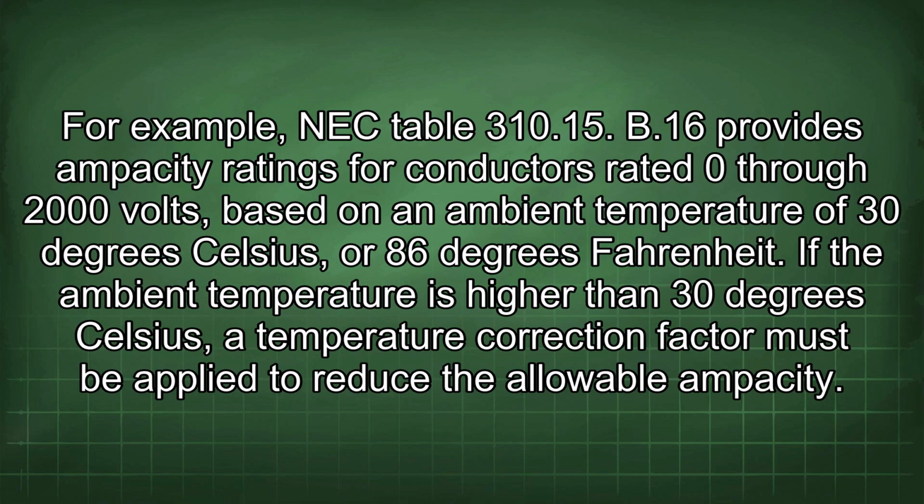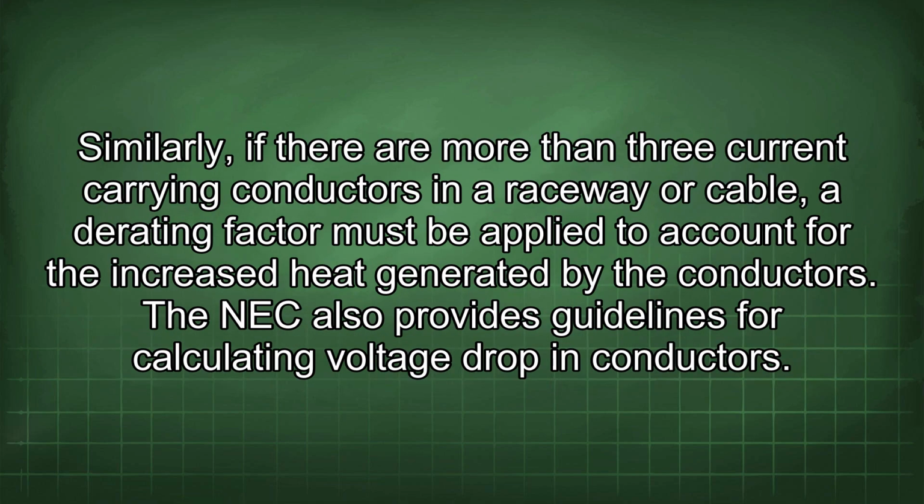If the ambient temperature is higher than 30 degrees Celsius, a temperature correction factor must be applied to reduce the allowable ampacity. Similarly, if there are more than 3 current-carrying conductors in a raceway or cable, a derating factor must be applied to account for the increased heat generated by the conductors.